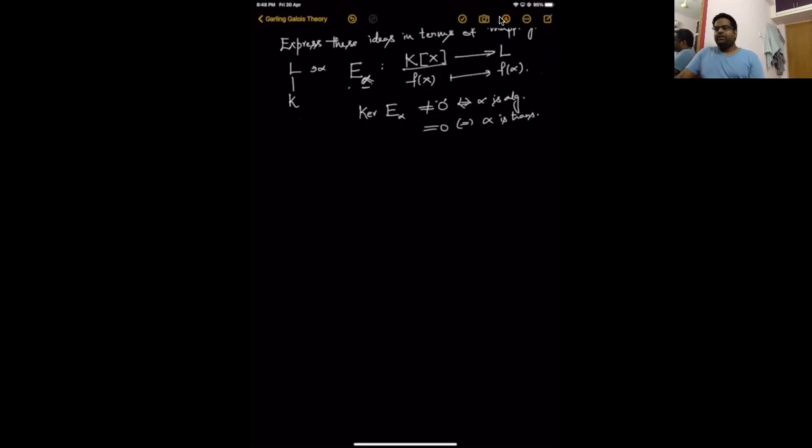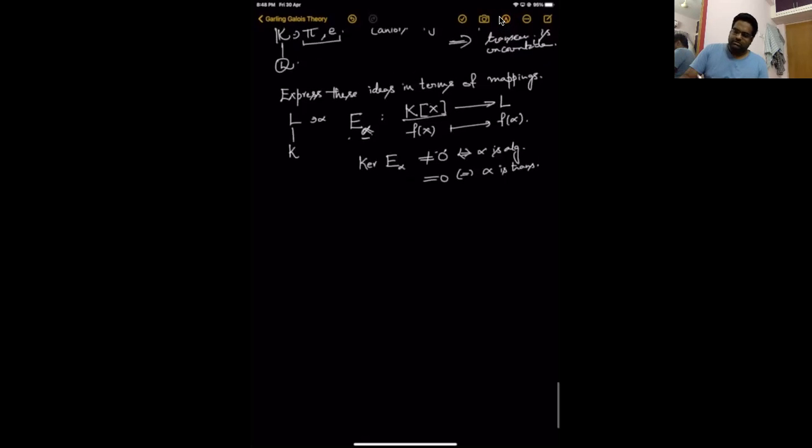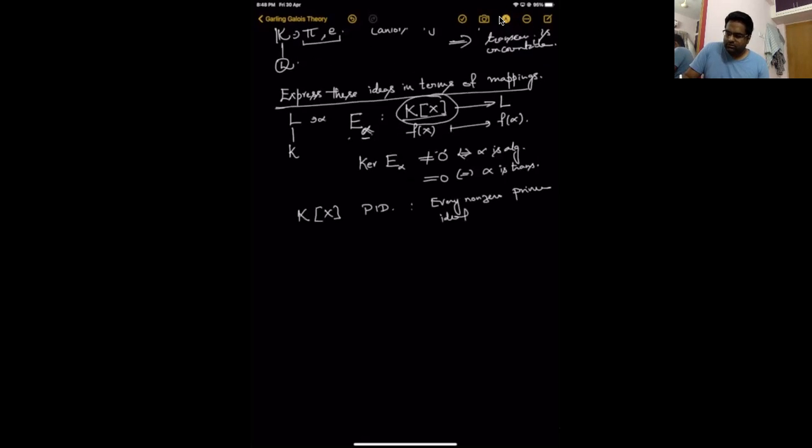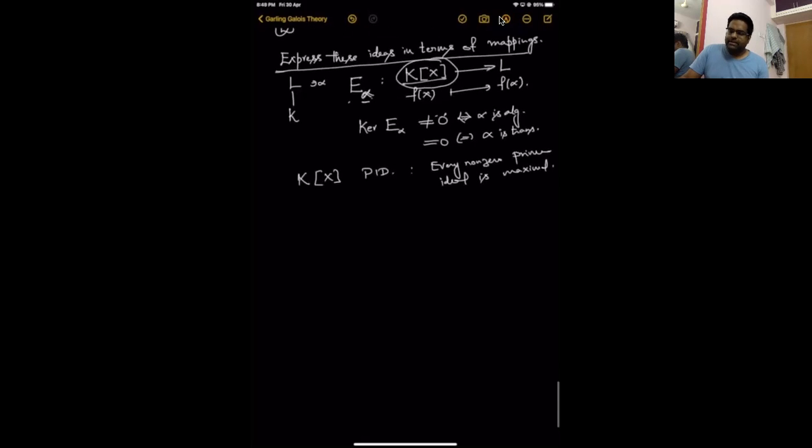Okay. So what is the use of expressing these notions in terms of evaluation maps? Because we know a lot about this ring. K bracket X, you already know, is a PID. In a PID, you know that every non-zero prime ideal is maximal. So every ideal is a principal ideal in a PID, but every non-zero prime ideal is also a maximal ideal.